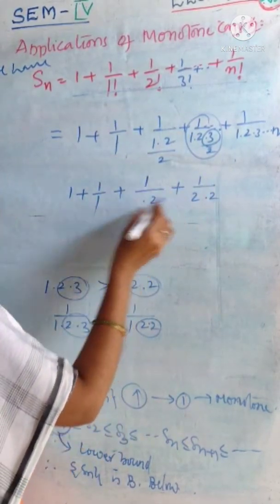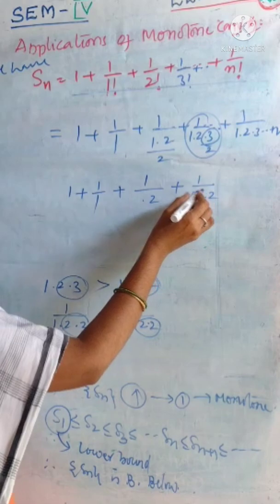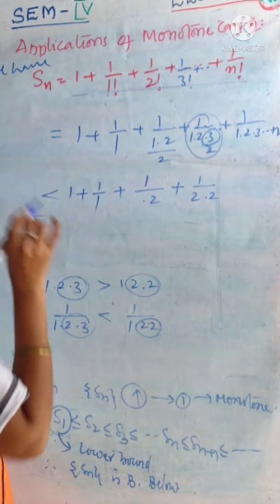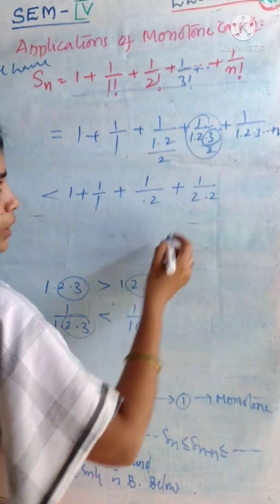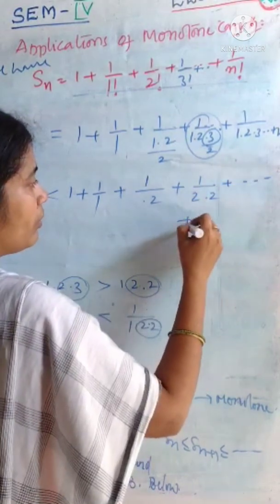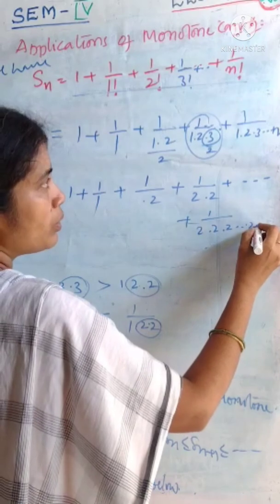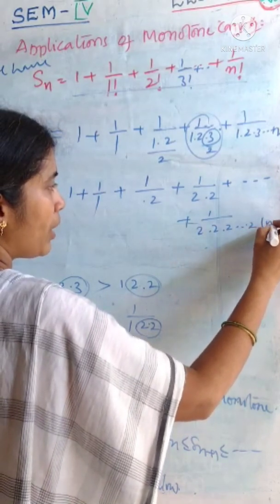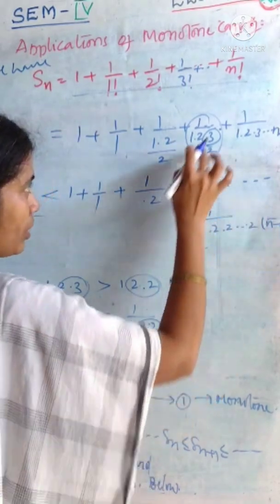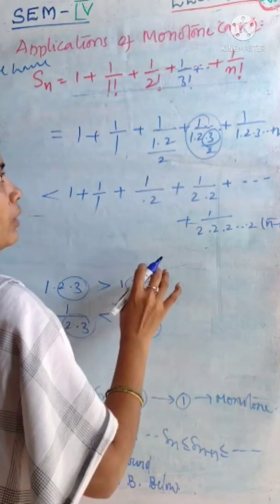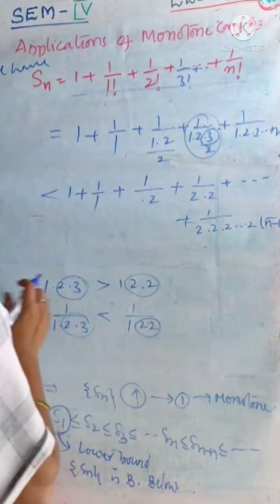This value is the biggest one comparatively, upper than. So it is less than below term plus and so on. Finally we have 2 into 2 into 2 and so on. 2 how many times? n minus 1 times.